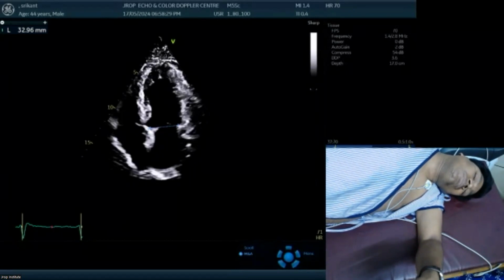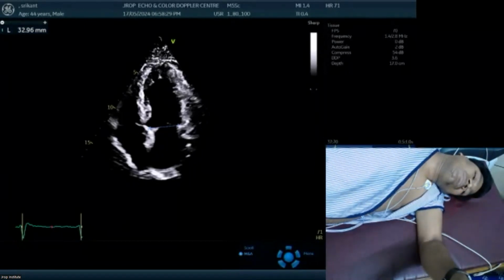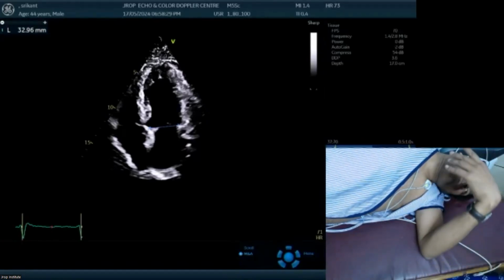Yes, sir. So one part is we have a diameter. Diameter divided by 2 gives the radius. Then square it and multiply by pi: pi r square will give you the area. That area is pi r square.